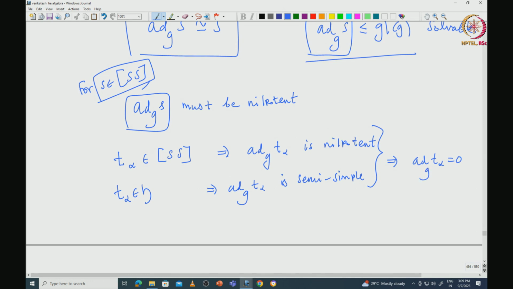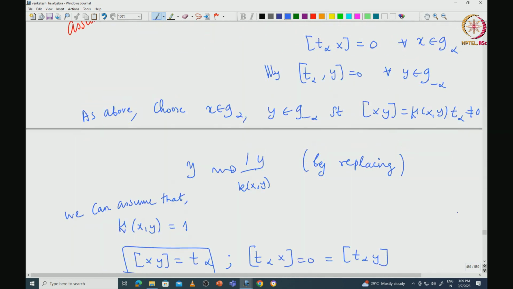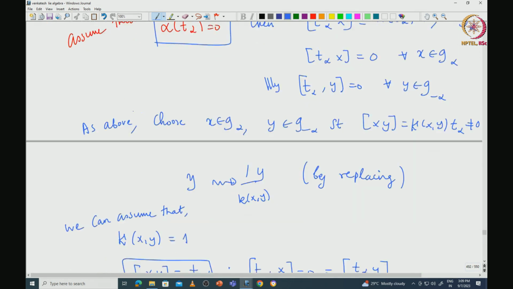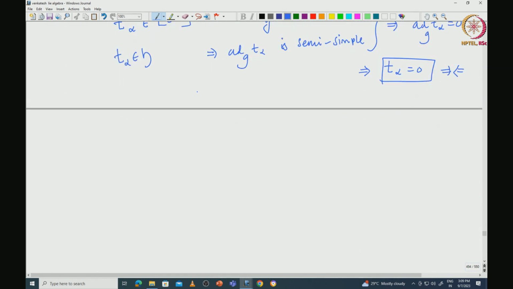So, that forces that element to be 0. Since ad_g of T alpha is 0, and ad_g is an injective map, that forces T alpha to be 0. So, that is a contradiction, because T alpha was chosen to be a non-zero element in H that corresponds to a root alpha. So, this indeed proves that alpha of T alpha cannot be 0. The assumption that we have made is not correct. So, that forces alpha of T alpha to be non-zero. So, in particular kappa of T alpha comma T alpha also must be non-zero.